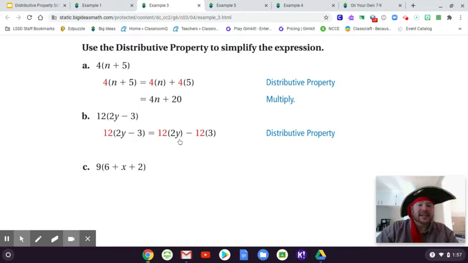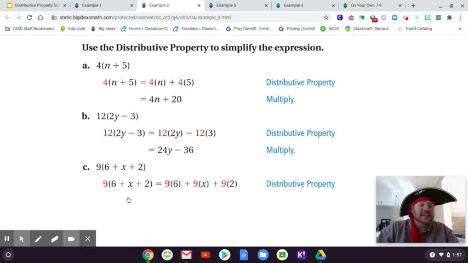We'll throw in the minus sign a little bit later. Don't worry about the plus and minus when you're doing the multiplying part. So 12 times 2y is 12 times 2 is 24 times y. So it's 24y. 12 times 3 is 36. It's being subtracted, so it's minus 36. And we are done. It is 24y minus 36. That's the simplified version of this thing right here. Okay, C is a little tricky. Okay, good luck. We'll see what you come up with, and then we'll go over the answer.